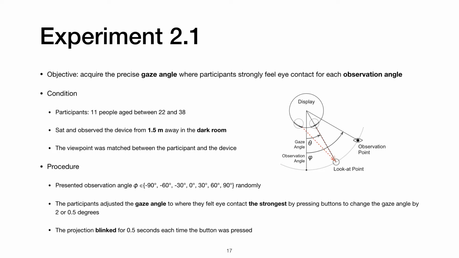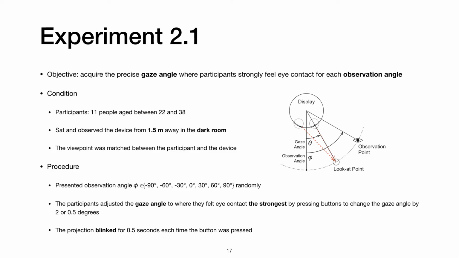So we also did a similar experiment on a real device, whose objective is to acquire the precise gaze angle, for a fixed observation angle, at which participants strongly feel eye contact. The condition is 11 participants who observe the device from 1.5 meters away in a dark room, where the viewpoint was matched between the participant and the device.